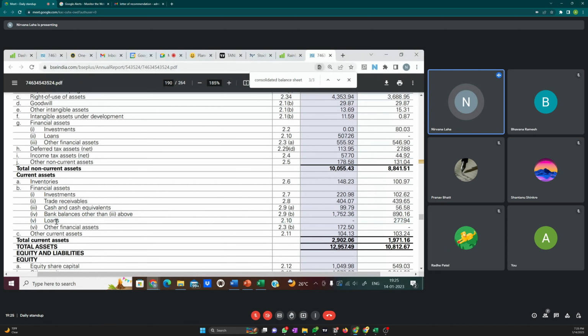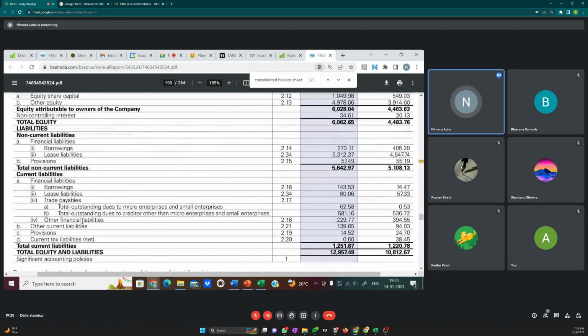So it has made some short-term loans. Maybe it has some subsidiary company. It has extended some loans to that subsidiary company, which will be paid back within the same year. That's why it's in current asset. And some other financial assets, other current assets. Okay. So this is what current assets is for Rainbow Hospitals.